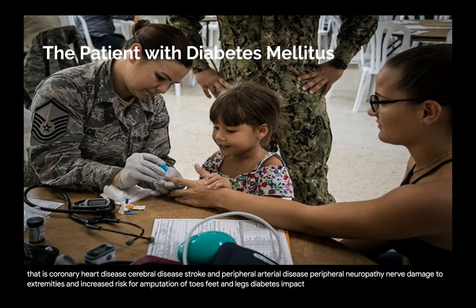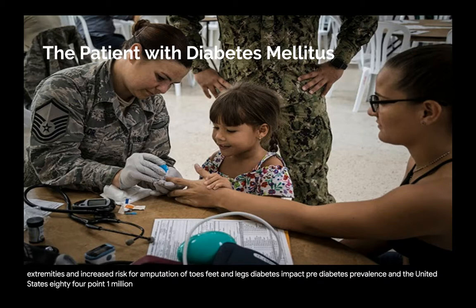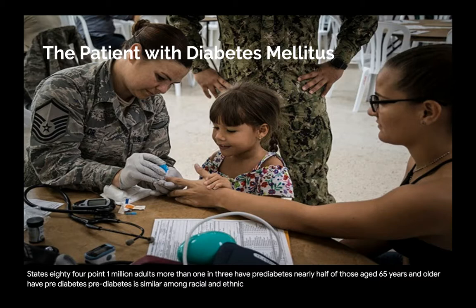Diabetes impact. Prediabetes prevalence. In the United States, 84.1 million adults, more than 1 in 3, have prediabetes. Nearly half of those aged 65 years and older have prediabetes. Prediabetes is similar among racial and ethnic groups.